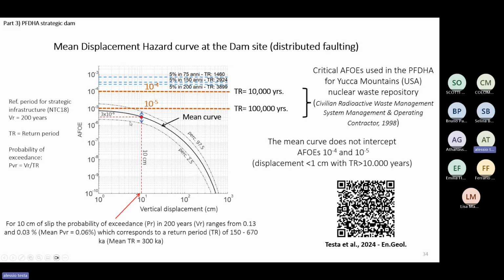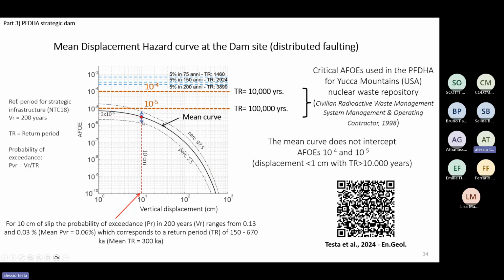Then we obtained the mean curve with the error, and since we don't have any indication in the Italian regulation for surface faulting, I put here as reference the annual frequency of exceedance used in the PFDHA study for the Yucca Mountain Nuclear Waste Repository, which are 10 to the minus 4 and 10 to the minus 5, which are 10,000 years and 100,000 years.